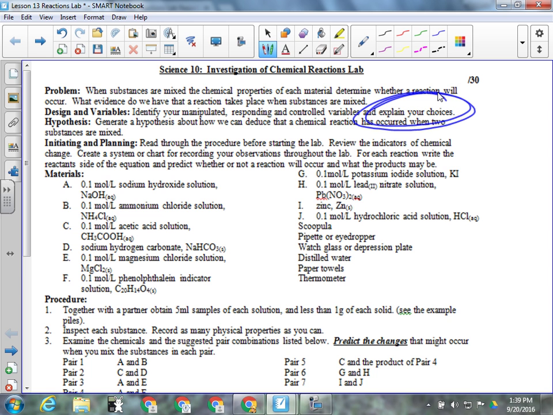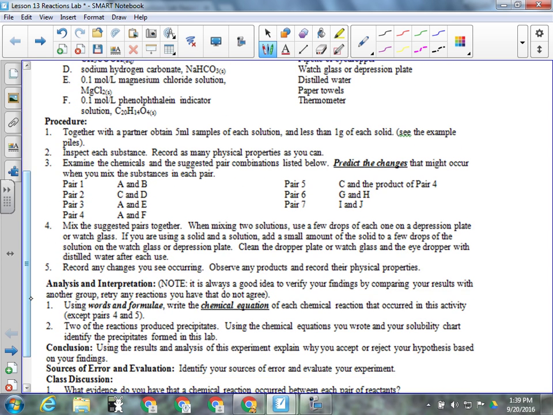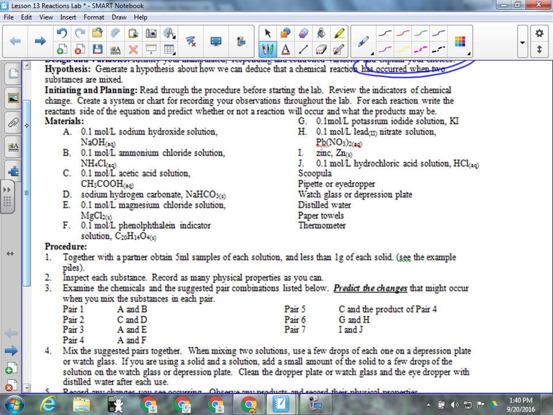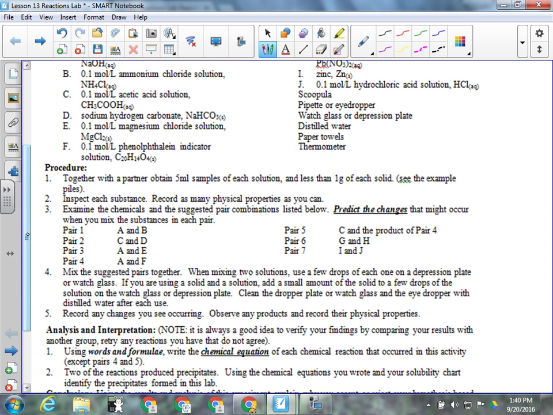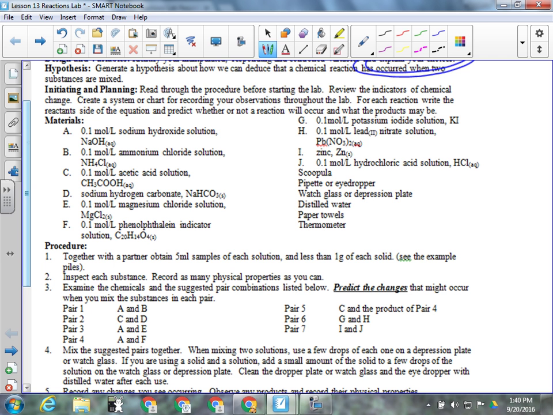There are pairs of things you are going to have to mix together. Okay? So you can see that down here in the procedure. Okay? Pair 1, you're going to mix A and B. That would be sodium hydroxide and ammonium chloride. Okay? You're going to mix those 2 things together. And then in pair number 2, you're going to mix C and D. All right? So that'll be acetic acid with sodium hydrogen carbonate. In other words, vinegar and baking soda. Yeah, okay, you've done that one a few times before.